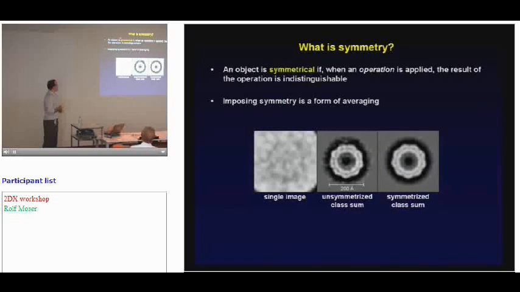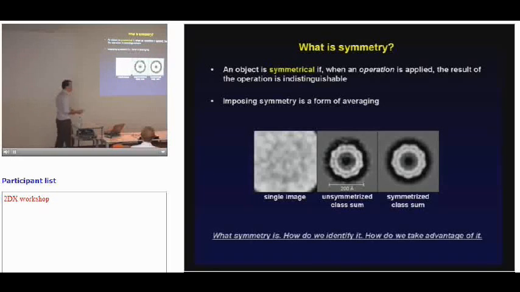So to define symmetry, an object is defined as symmetrical if, when some form of geometric operation is applied, the result of applying that geometric operation is indistinguishable from the original. And so if we go back to that example I showed on the previous slide again, when we impose symmetry on this ninefold symmetric projection view here, you can see that we again improve the signal-to-noise ratio of the class average. So this is indeed a form of averaging. And this is why symmetry is really interesting and really important.